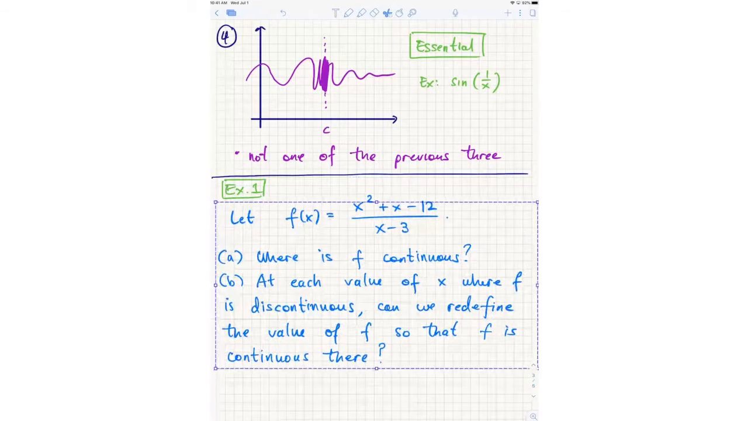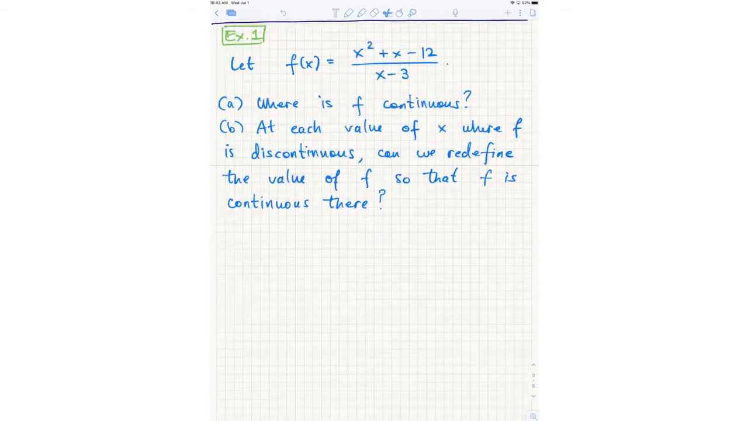All right. So let f of x be this function, and I want to answer two questions. Where is f continuous? And at each value of x where f is discontinuous, can I redefine the function to make it continuous?